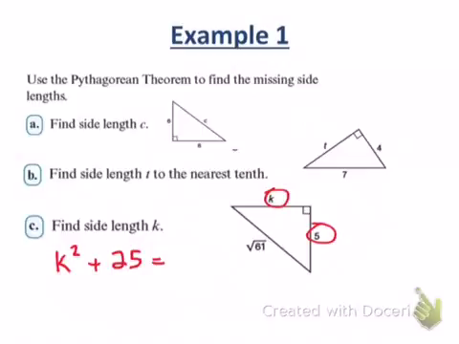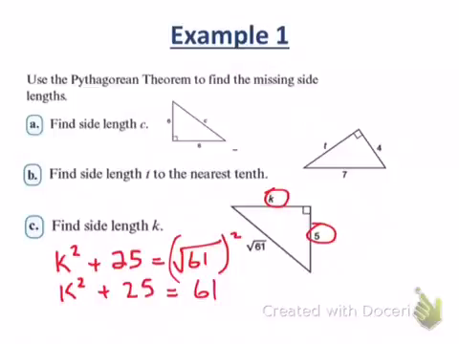Now, what do we get when we square the square root of 61? What happens to the square root when we square it? It goes away, right? Because the square root undoes the square and vice versa. So we'll have k squared plus 25 equals 61. We're going to subtract 25 from both sides. And 61 minus 25 is 36. Is that right? Yeah. That's good. I like it because it's a perfect square.